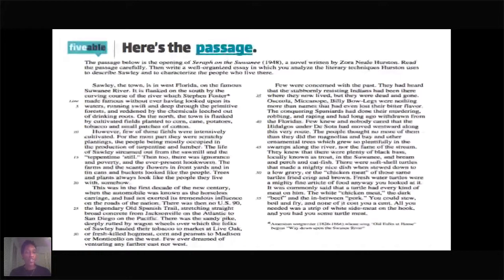"The life of Sali streamed out from the sawmill and the turpentine still." That's in quotes, because that's how the people in Florida say turpentine. Characterization. "Then, too, there was ignorance and poverty and the ever-present hookworm. The farms and scanty flowers in front yards and in tin cans and buckets looked like the people." Trees and plants always look like the people they live with somehow. Okay, so we're getting into why the prompt asks us to not only describe the town. I'm not only looking for the techniques to describe the town, but also the people who live there, because she brings them together. So she goes on and talks about what it used to be.